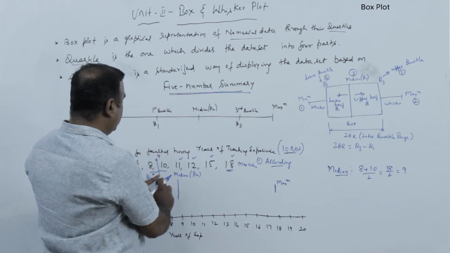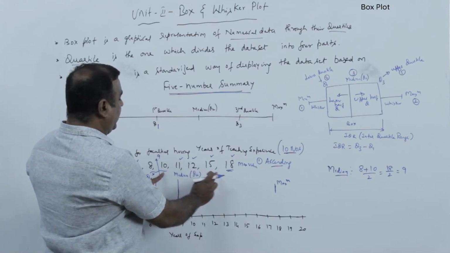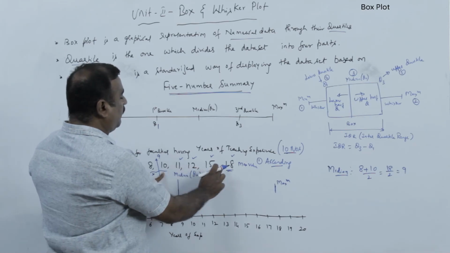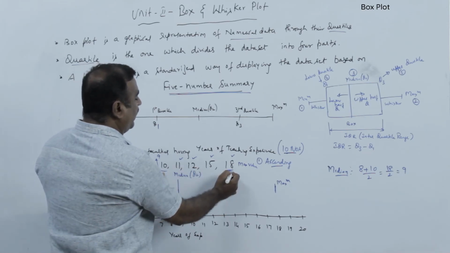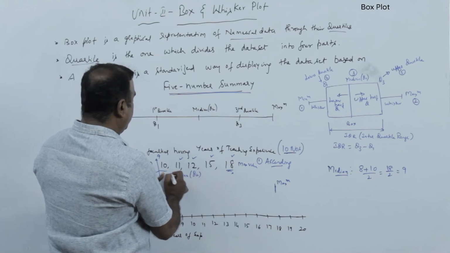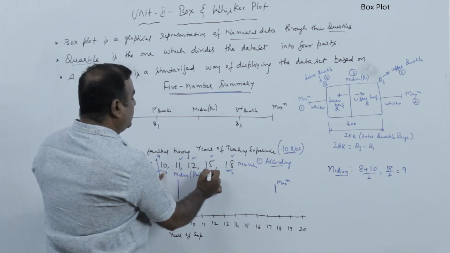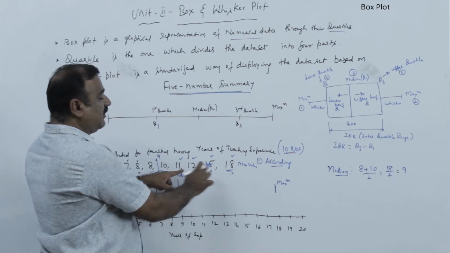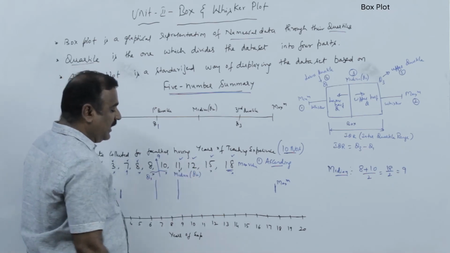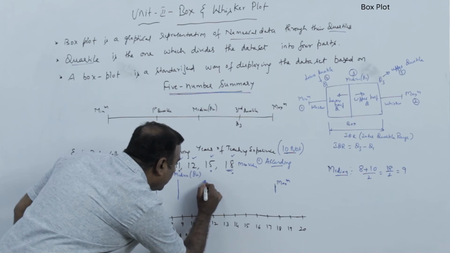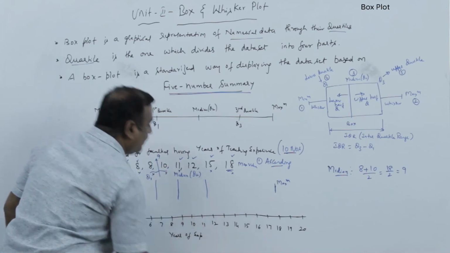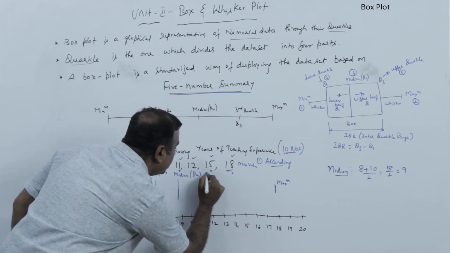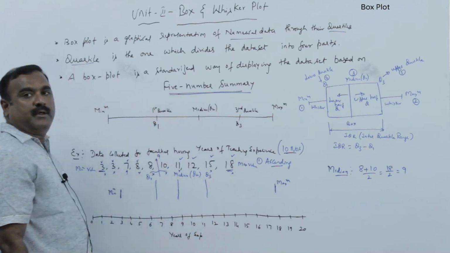Next, on this side, 9 divides the data and it becomes the upper quartile. There are 1 2 3 4 5 values. Again we have to find out the median of this one. I am eliminating these values, and only one value remains, the middle of this one, that is 12. For 12 I am going to draw one line here. This becomes the Q3. Q1 is done, Q3 is done.